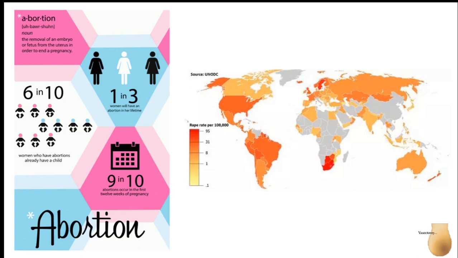You can see the highest dark orange color, especially in these countries. So you can say that rape is directly proportional to the number of MTPs done in that country. You can see India shows the rape rate per 100,000 people. So we are very low. But you can see in countries like these, rape is occurring in tremendous numbers.